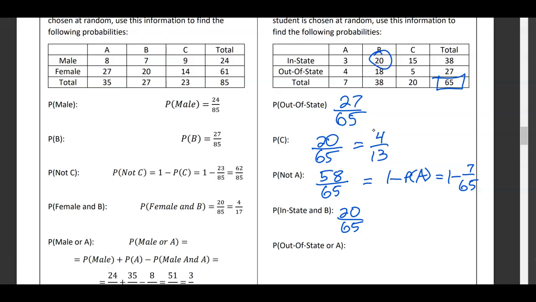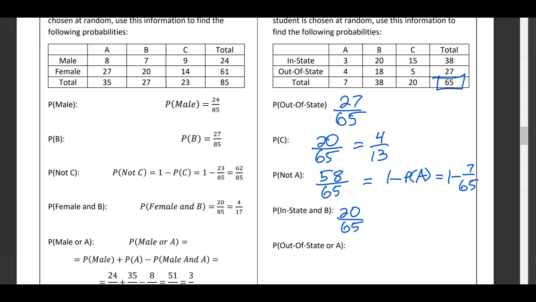This next one is interesting. Out of state or A's. This time I don't go to the subtotals, because if I do the subtotals, then I will have some double counting problems. If I looked at the out of state or A's, the 27 and the 7 include these. The 27 include these. You can see the 4 people that are out of state A's are double counted. I don't want to mess around with that. So for the OR problems, I don't use the subtotals.